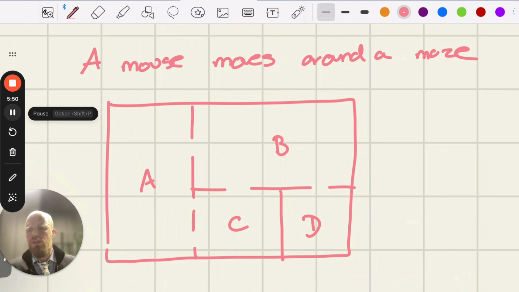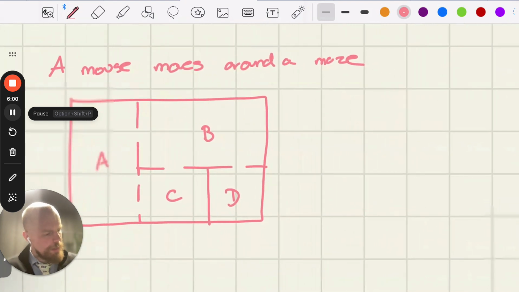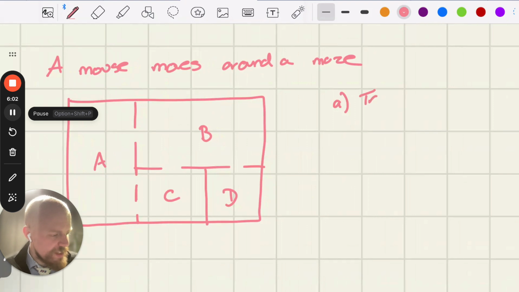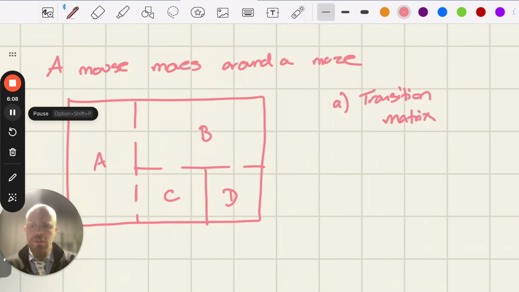Let's now jump over to a different kind of style of question. A mouse is moving around a maze, and the maze looks like this. Part A is to write down a transition matrix that represents this. What's important to note is that the mouse must move every day. So once a day, the mouse must move. So if he's in A, he must move. He can't stay in A.